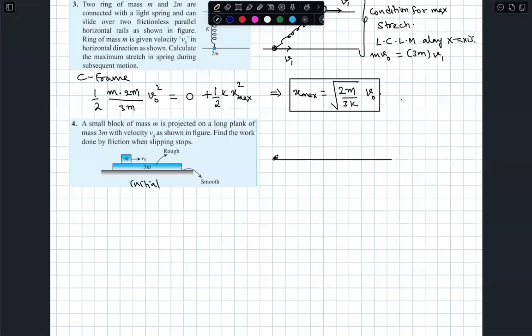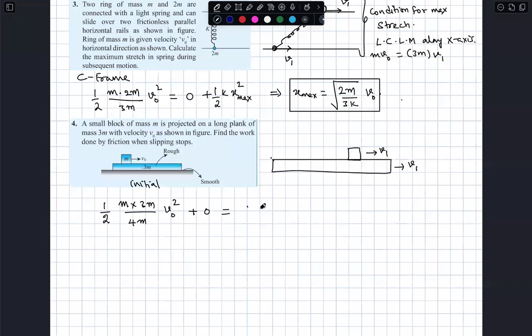When the slipping stops, both will have common velocity. So slipping stops. In the C frame of reference, the initial kinetic energy is half mu times V relative squared. This is in the C frame. When they have relative velocity 0, when both are moving at the same velocity, slipping stops.